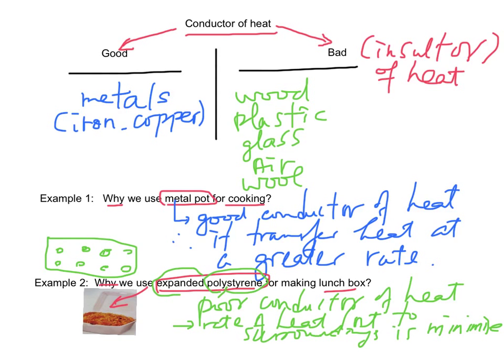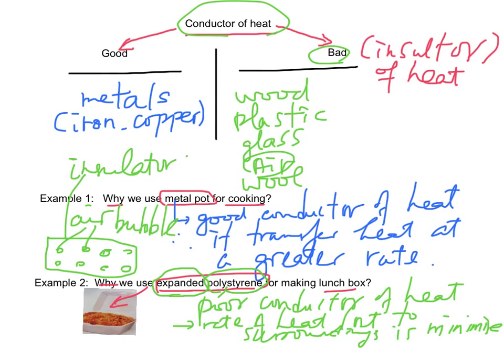Next, expanded polystyrene has lots of air bubbles inside. Since air is a poor conductor of heat, it acts as a very good insulator of heat to prevent heat loss from the food to the surrounding. Notice that bad conductor of heat is the same as poor conductor of heat, which is the same as good insulator of heat.